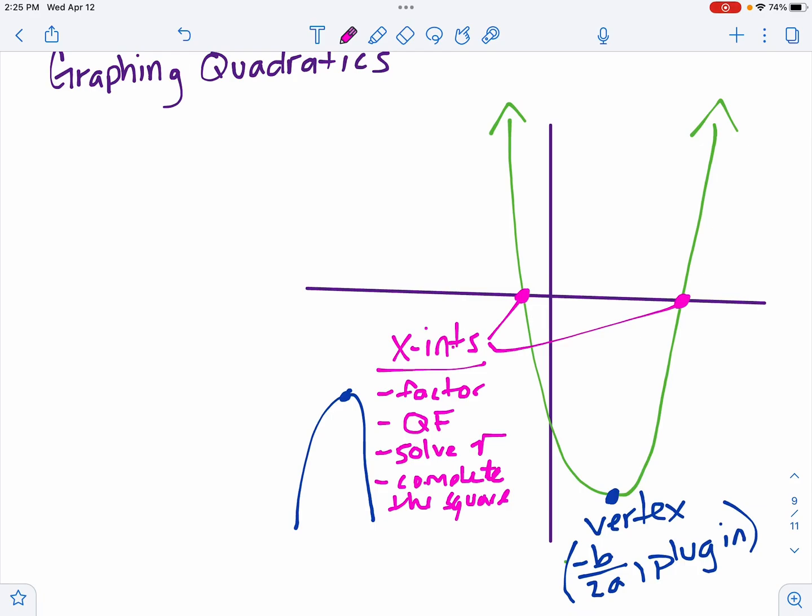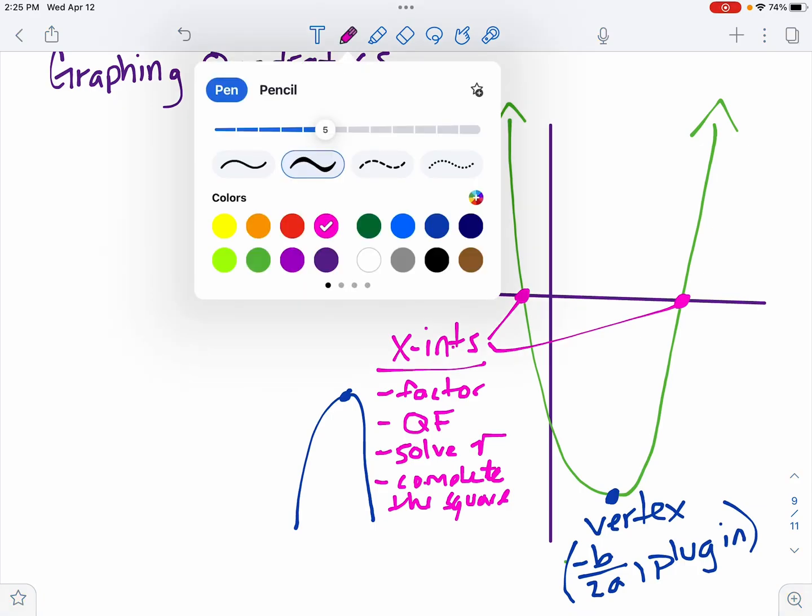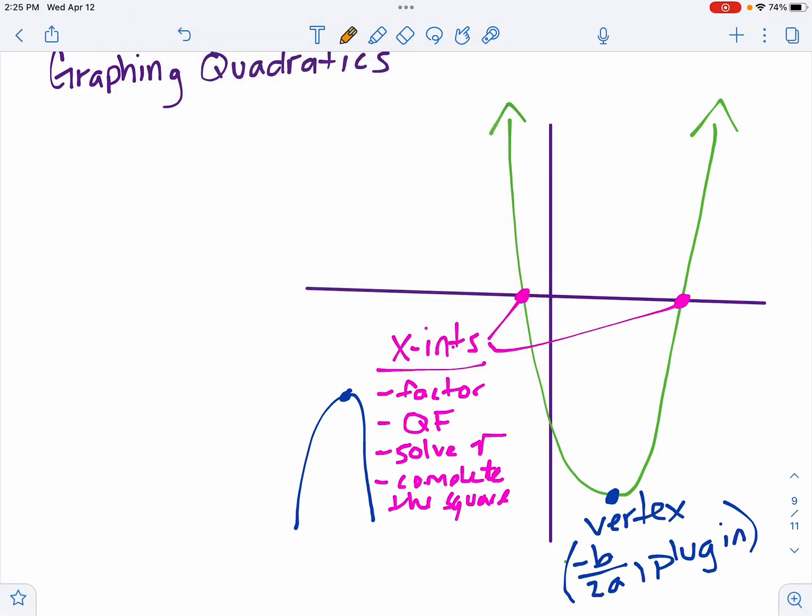Okay, what are the other points that we can find? We can also find this point down here. This is called the y-intercept. It's where it crosses the y-axis. If you're looking at a quadratic in standard form, this is going to be your c value.